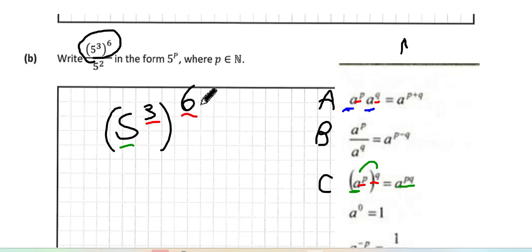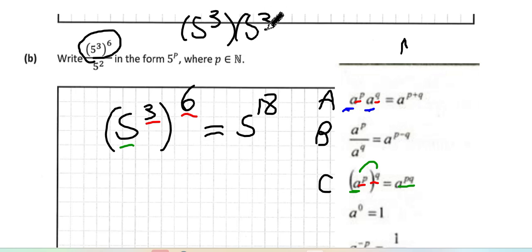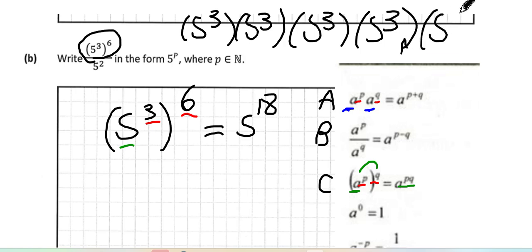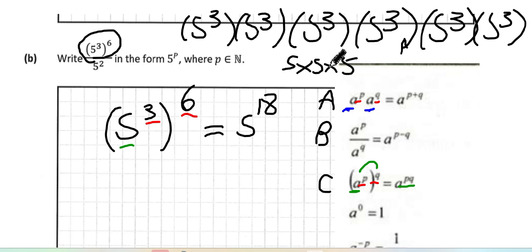So multiply 3 by 6. 3 multiplied by 6? 18. Now, do you want to know what this actually means? It means you're doing 5 to the power of 3 and you're doing it 6 times. See the way you're doing it 6 times? And in each one of those brackets, there's 5 multiplied by 5 multiplied by 5. See the way there's 3 of them in each bracket? And that will be 18 of them in total. That's why it's 18.